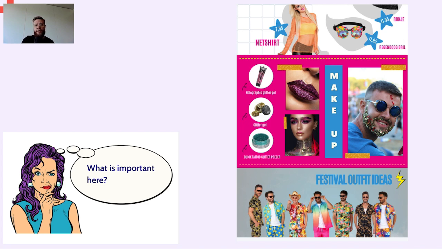More important, this is a lot and I don't know what to read, but I also don't know what to click on. What is clickable here? Is the makeup clickable? I think so, though I'm not sure. Is the net shirt clickable? Are the prices clickable? Is there a button here? I have the feeling I can't click on anything here. And it is the case. I could actually click on the makeup here, for example, and on the festival outfit ideas. Please give the user some options to click on. Give the user a clear call to action if you want them to do something.